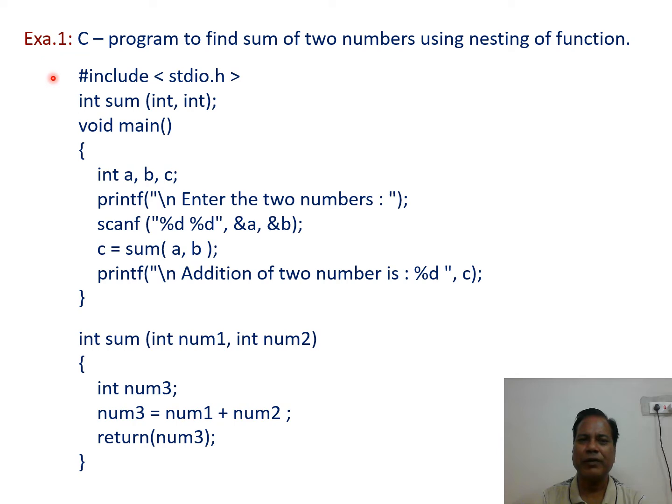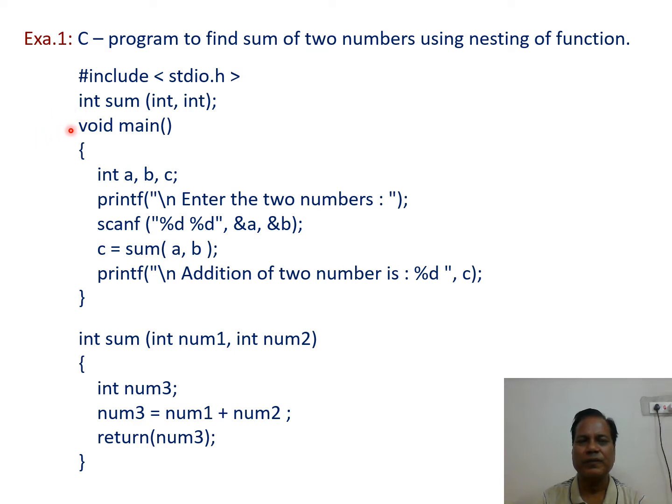So the first statement is #include, within less than and greater than signs, stdio.h. Then the next statement is int sum(int, int); semicolon. This is a prototype declaration of function sum. When this function is called, it returns an integer value.